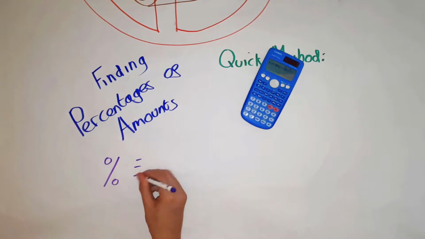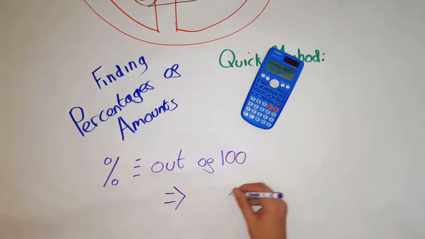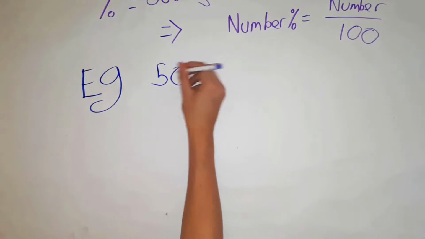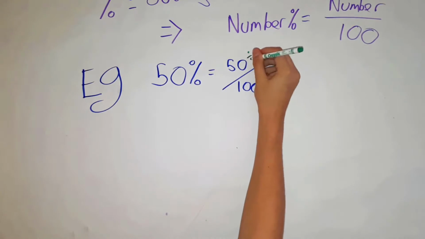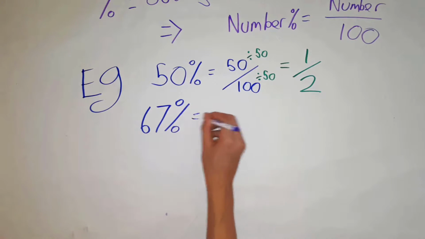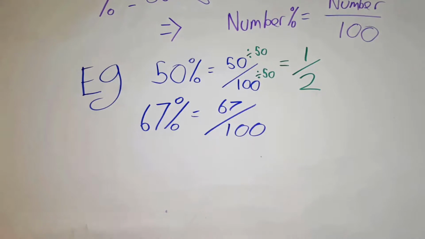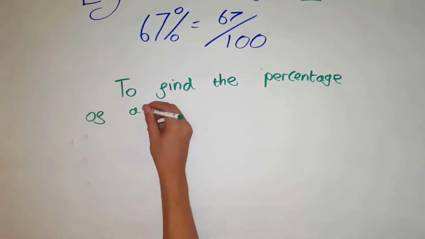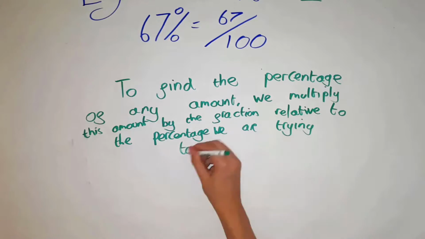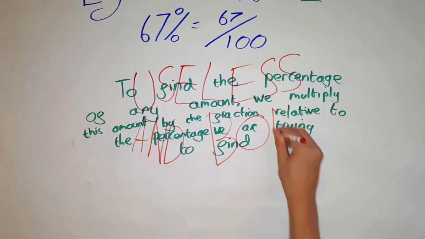Percent means out of 100. That means that any percentage you get can be easily converted into a fraction using this logic. For example, 50% means 50 out of 100. This fraction can be cancelled out to make a half, and 67% means 67 out of 100, which is already in its simplest form. To find the percentage of any amount, we multiply this amount by the fraction relative to the percentage we're trying to find. That's an example of a sentence that won't help anyone.